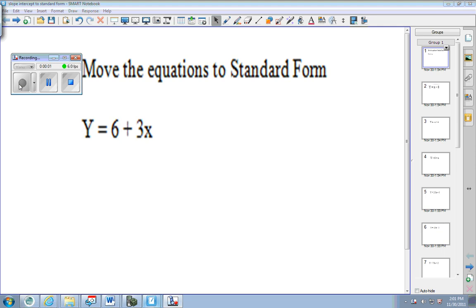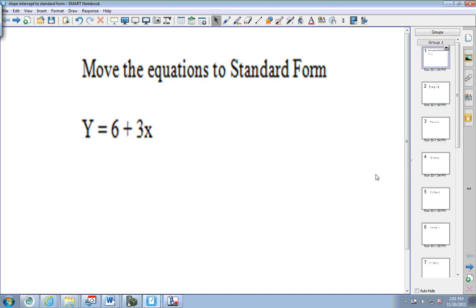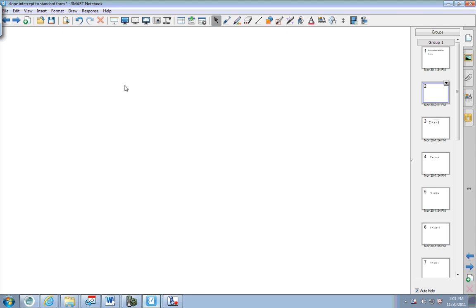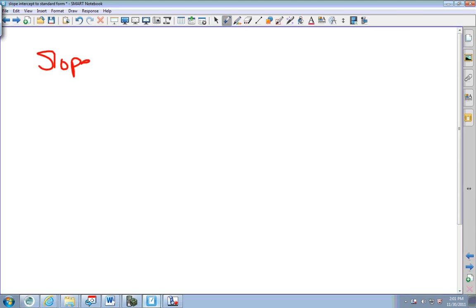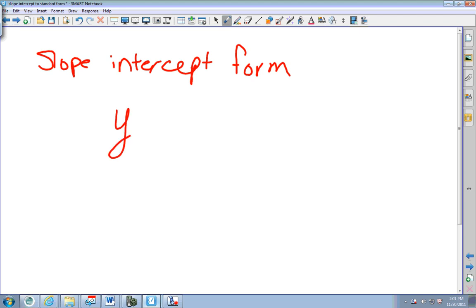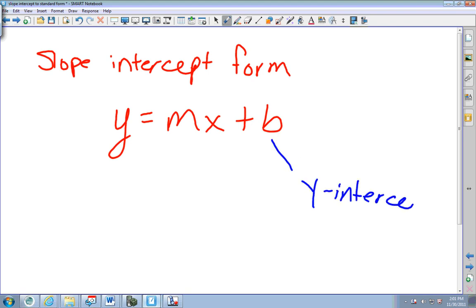This video is going to work on moving equations that are in slope-intercept form to standard form, and from standard form to slope-intercept. Now, let's start with this, though. I want to make sure that you understand that slope-intercept form is when it's written basically in y equals form, and our formula is y equals mx plus b. Because the b is the y-intercept and the m is the slope.